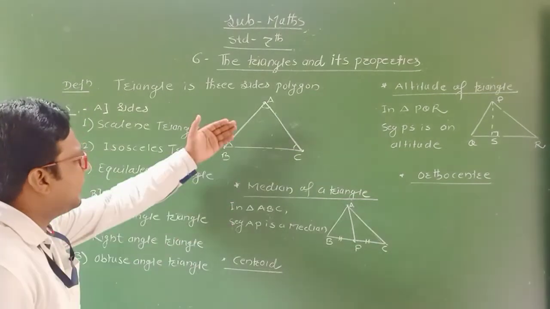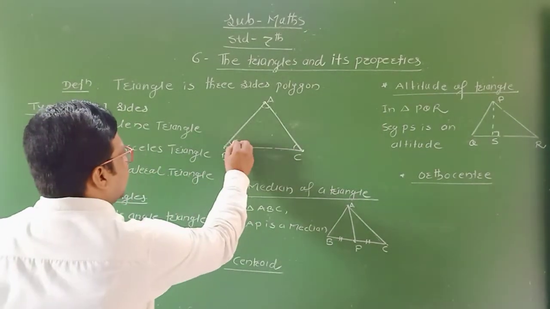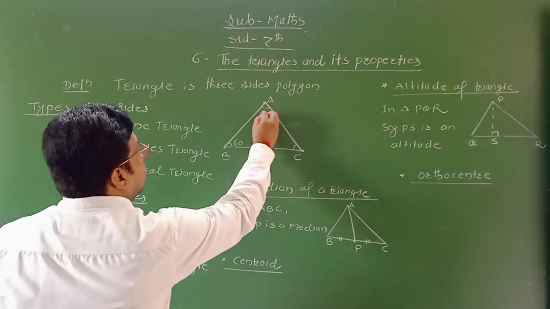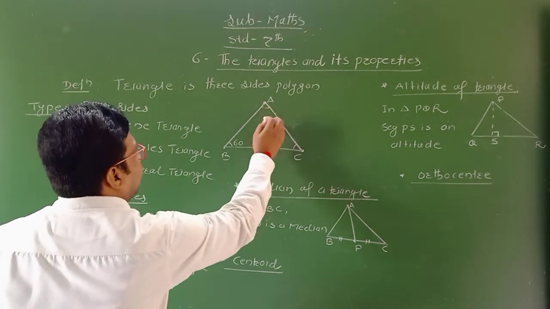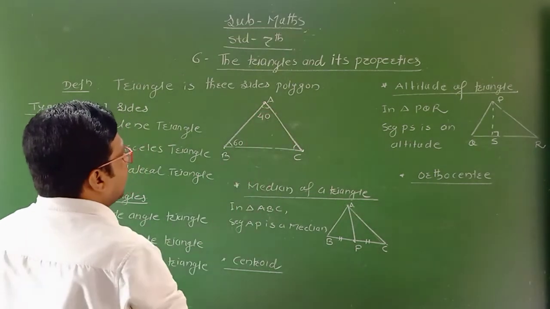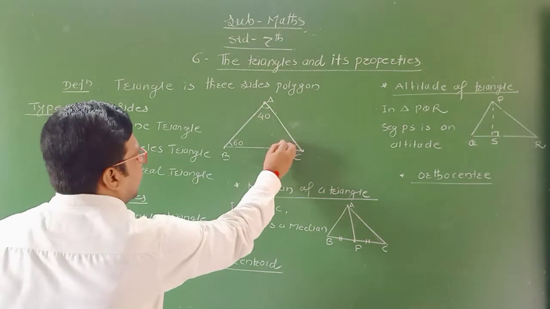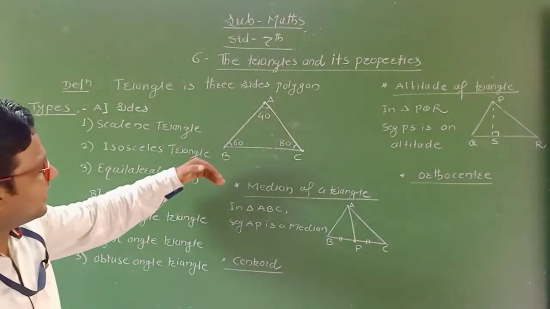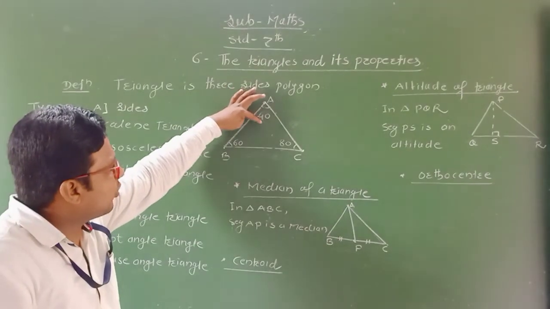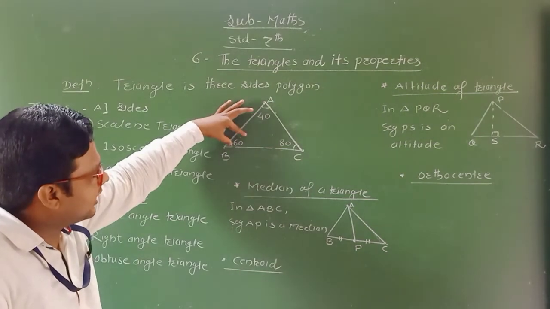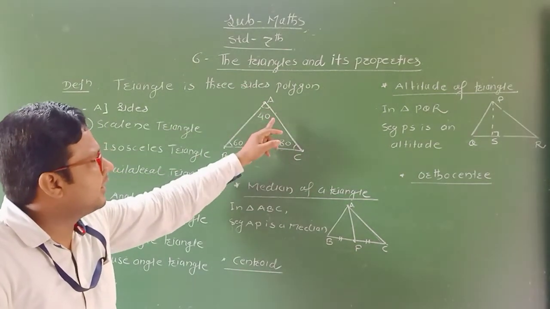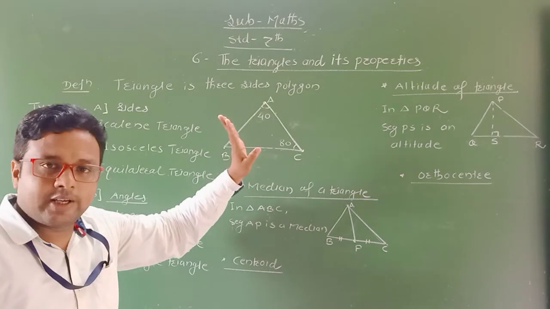For example, in triangle ABC, this is 60 degree, this is 30 degree, and for example this is 40 degree total, and this is 80 degree. Clear? Now see, in this triangle, angle A is 40 degree, angle B is equal to 60 degree, angle C is equal to 80 degree. Sum of all the angle is equal to 180.